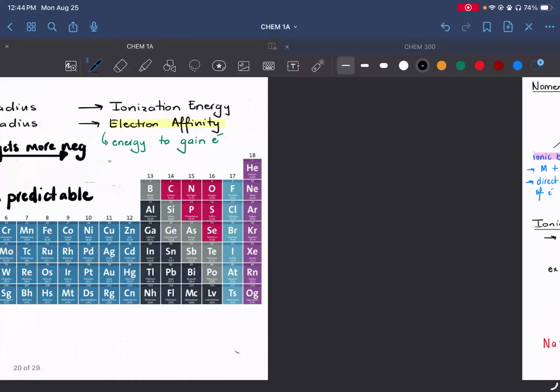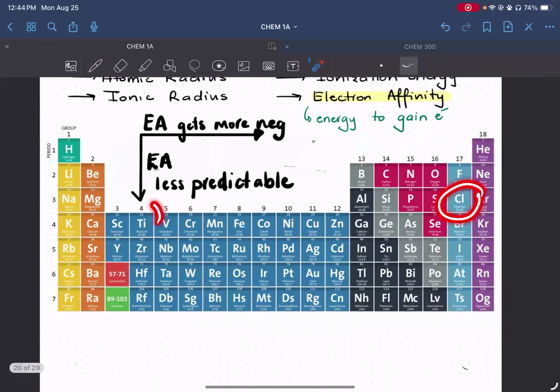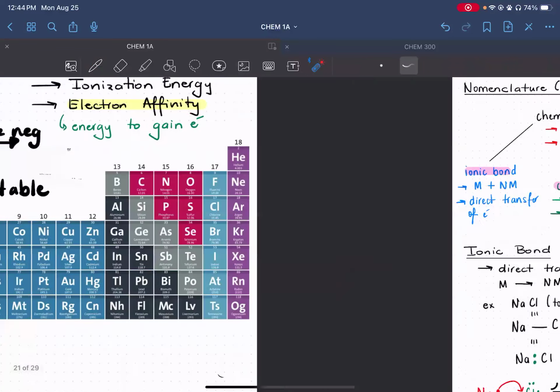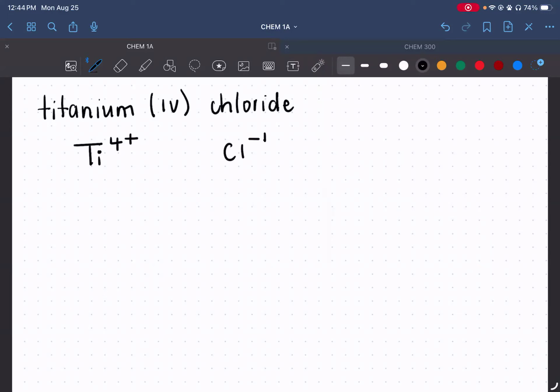For those of us who can't find it just yet, let me just quickly show you. Chloride is over here on the right. Titanium is in group 4. So here's what we know. We know that titanium is Ti. We know that chloride is Cl. We know from the table that chloride is -1. We know from the name that titanium is 4 plus. Remember, the Roman numeral tells us the charge of the transition metal.